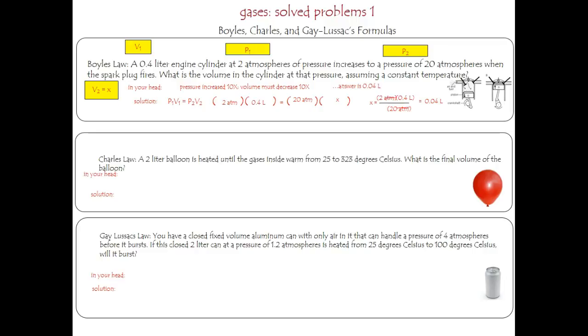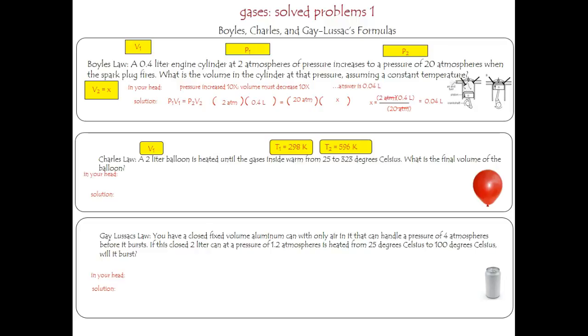Here's another problem. We got a 2-liter balloon, and there it is. Let's heat it until the gases inside warm from 25 to 323. Well, we've got our original volume, and we've got our temperature, but always use Kelvin, because this looks like it's increasing 4, 8, 12, maybe 13 times. But if you switch it to Kelvin, you see that, in fact, it's just doubling.